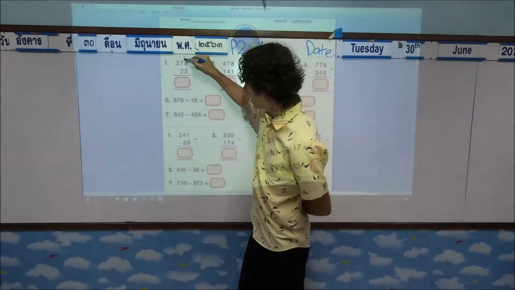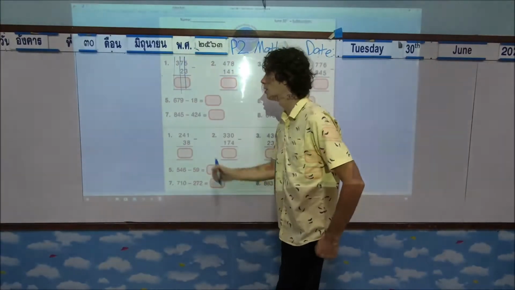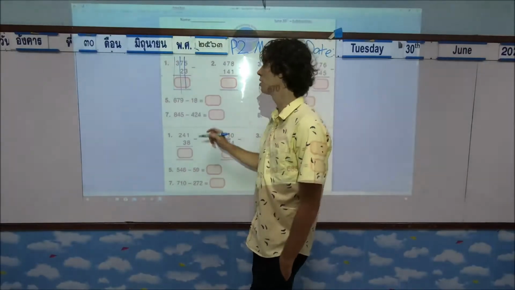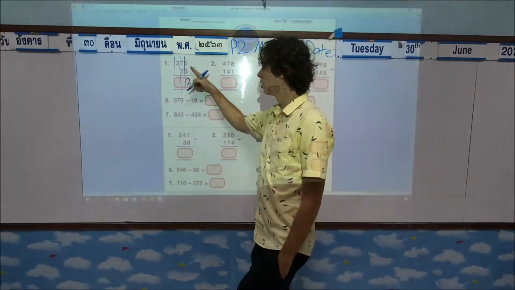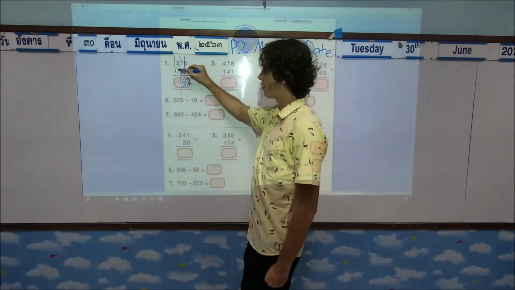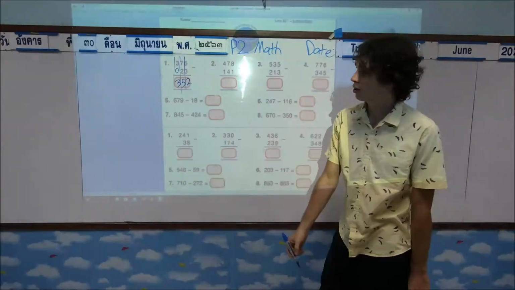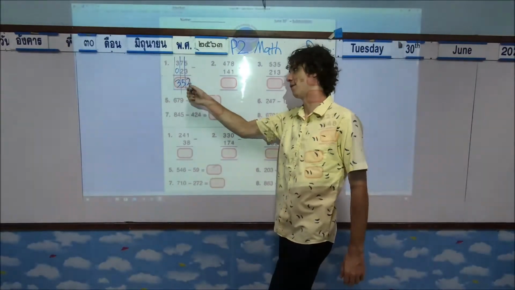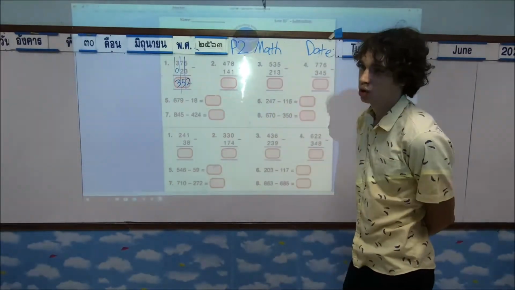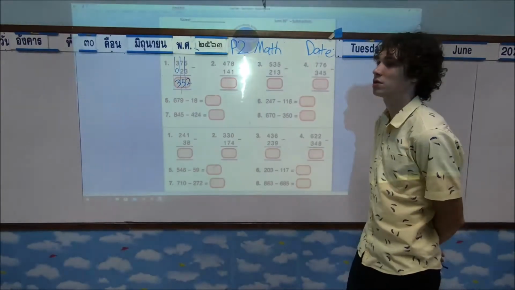Okay, line them up. Ones, tens, hundreds. 5 minus 3, 2. 7 minus 2, 5. 3 minus 0, 3. The answer, 352. Quick and easy, with no borrowing, just minus.